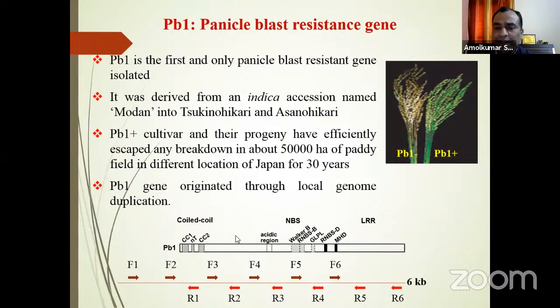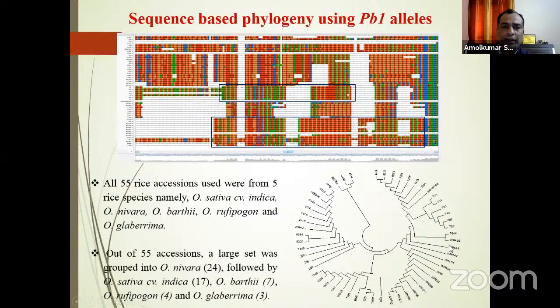This gene has been generated in the Modan line because of gene duplication and formation of a new promoter. So we decided to characterize this gene through allele mining, to see whether we can find it in other wild types. We took 2 kb of promoter and 4 kb of the gene, and developed almost 6 overlapping primer pairs so that we can get the complete gene. We analyzed almost 55 lines from 5 different rice accessions: Oryza sativa indica, nivara, barthii, rufipogon, and glaberrima.